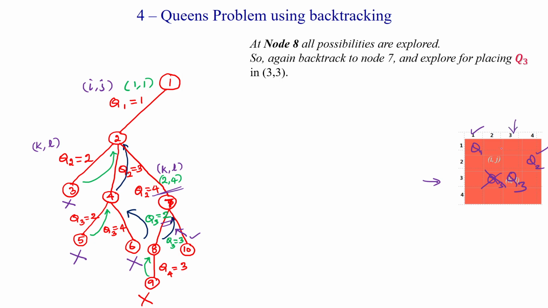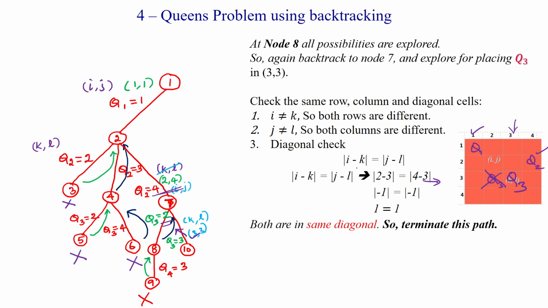On the chessboard, is it the same row or the same diagonal? When you apply the formula, it says that queen number 3 is in the diagonal of queen number 2. So queen number 2 and queen number 3 are both in diagonal. Look at the structure here. So we have to terminate this path. It is not a valid path, so we are terminating this. Then again apply backtracking, going back to node number 7.